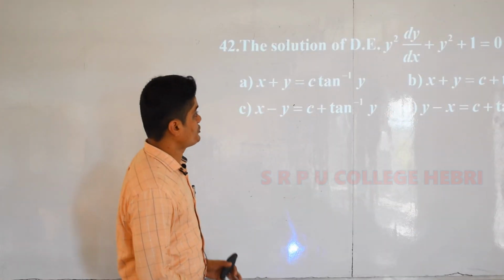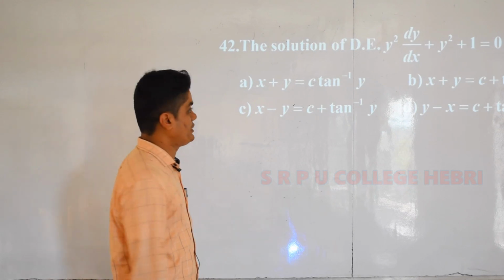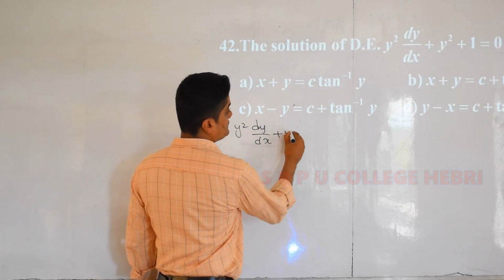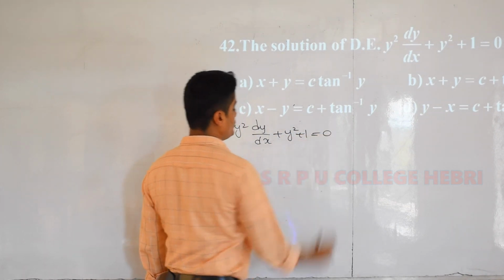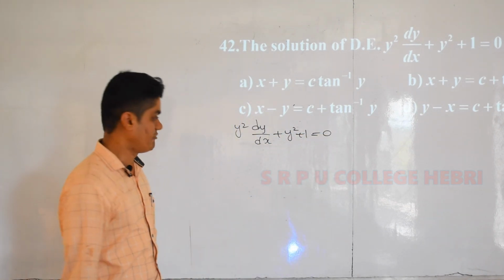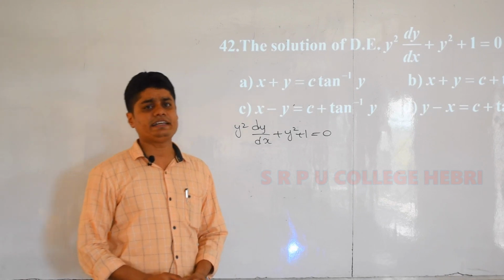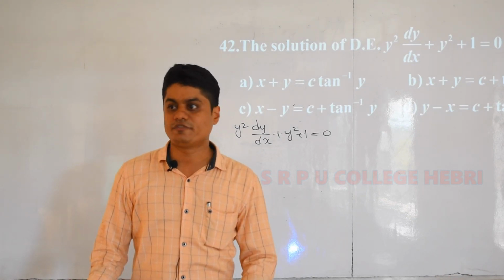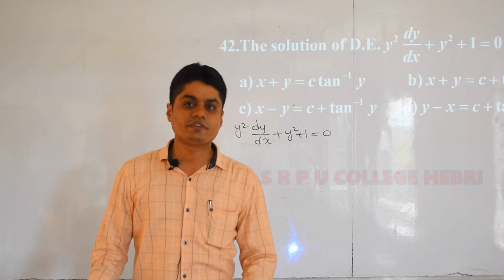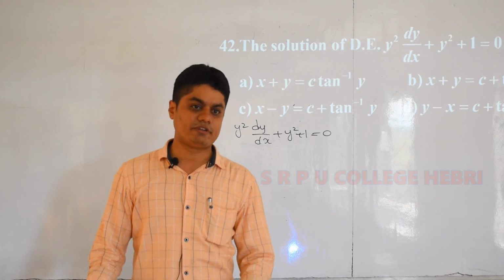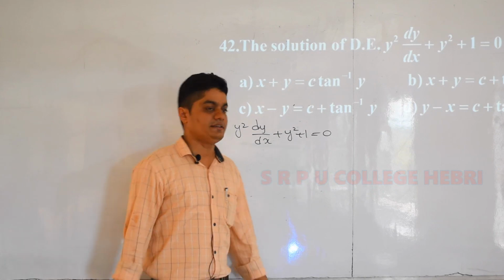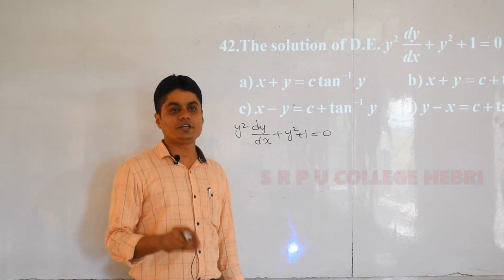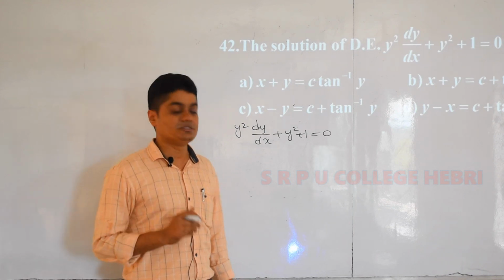The solution of the differential equation y square into dy by dx plus y square plus 1 equal to 0. We have to solve this differential equation. See, how many different types of differential equations have you studied? 3 different types: variable separable method, linear differential equation, and homogeneous differential equation. Which category does this come under? y square into dy by dx plus y square plus 1 equal to 0. This particular problem belongs to the variable separable method.